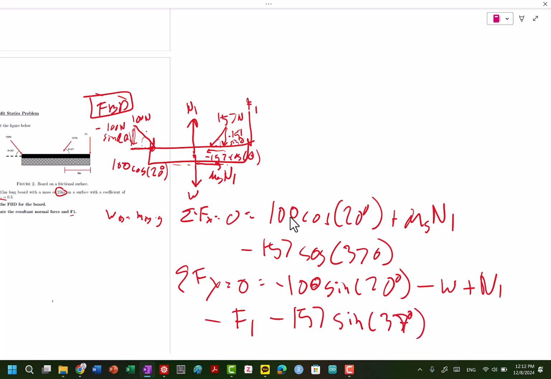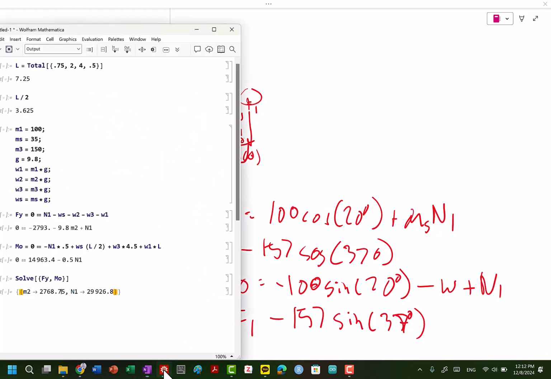What are our unknowns in this problem? Well, I need this and I need this. So two equations. We don't even have to calculate on this one. Aren't I so nice?